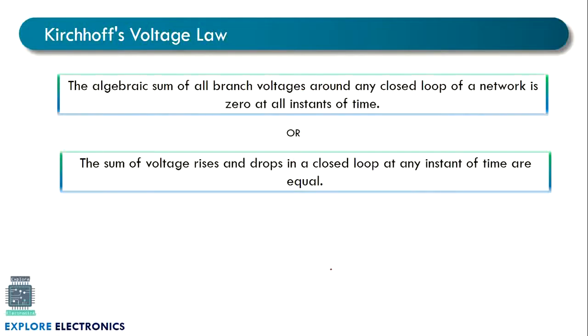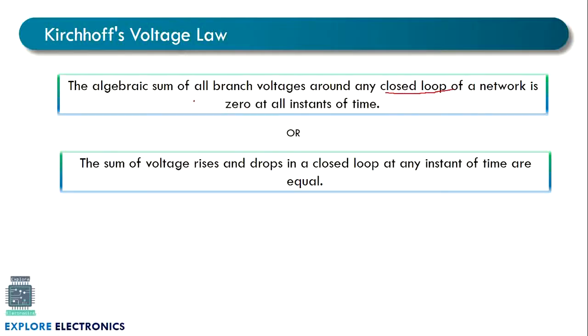Next we will see Kirchhoff's laws. We have two laws given by Kirchhoff for analysis of circuits. One is Kirchhoff's voltage law. What does Kirchhoff's voltage law say? The algebraic sum of all branch voltages around any closed loop of a network is 0.